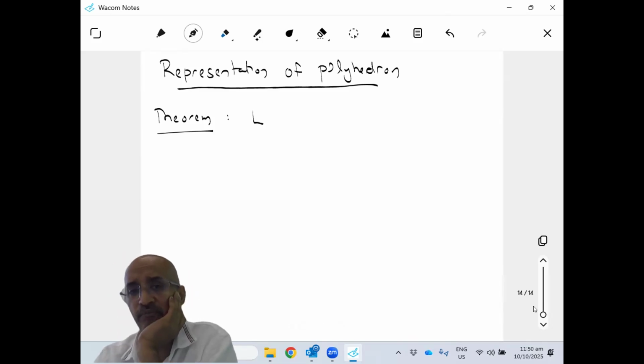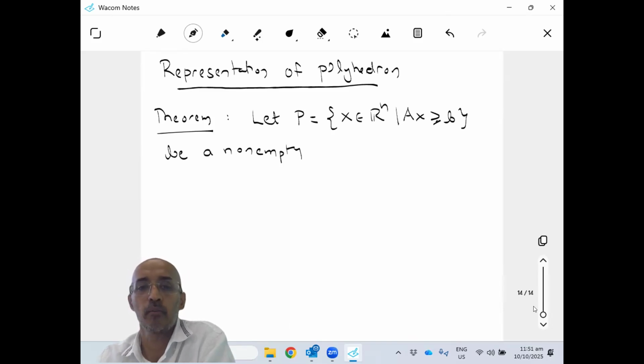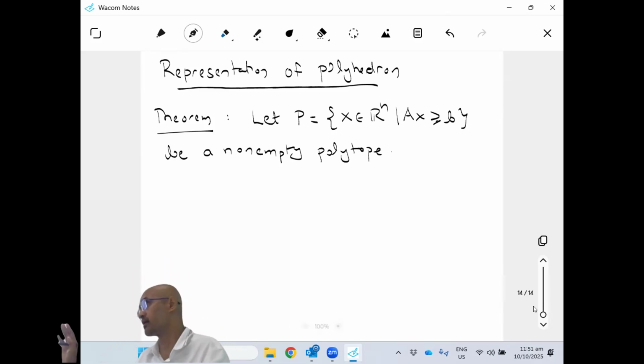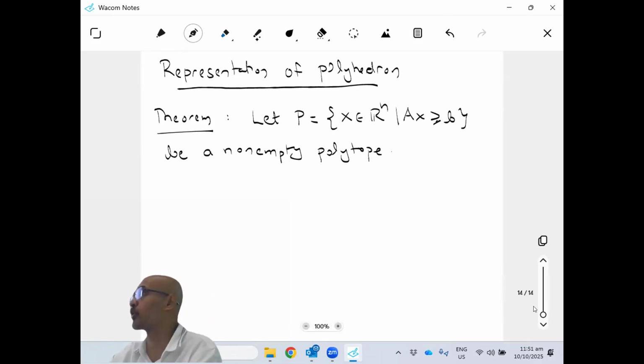So let's say P is given by x in Rn, Ax greater than or equal to b, and I'm going to assume for this theorem that it's non-empty, but I'm also going to assume it's a polytope, which means it's bounded. If it is unbounded, there's a similar result. I can tell you the result, but I won't prove it here in the class. The book has a proof also for the unbounded case. So let's say you've got a non-empty polytope.